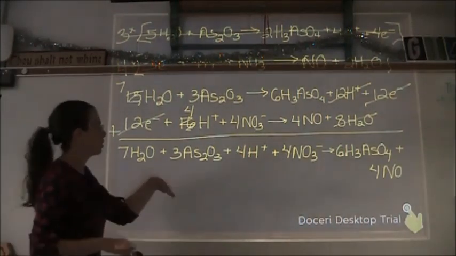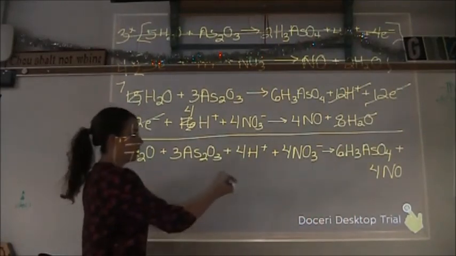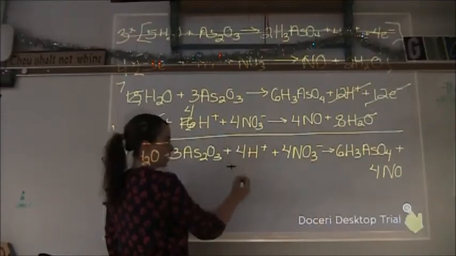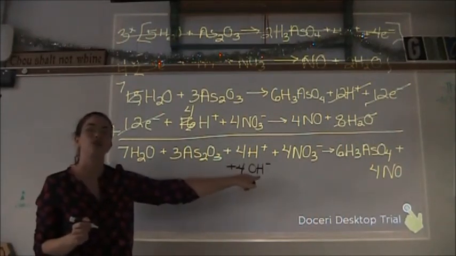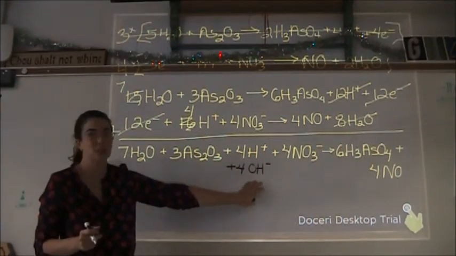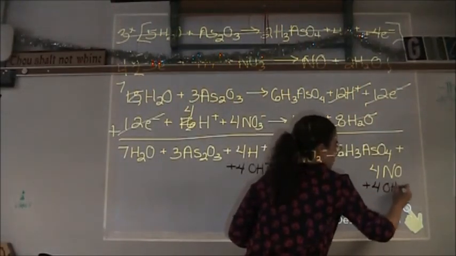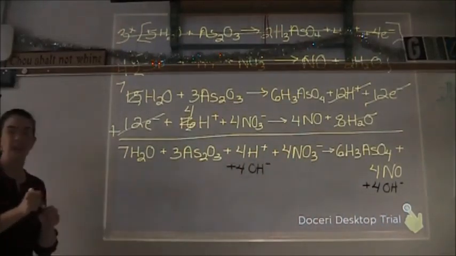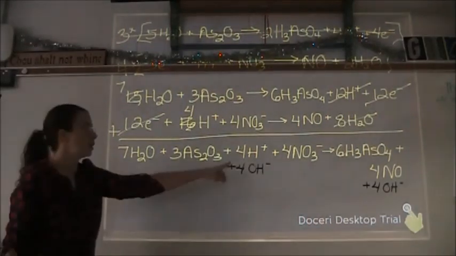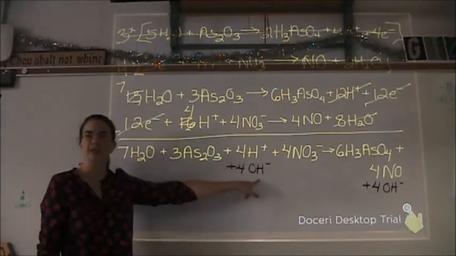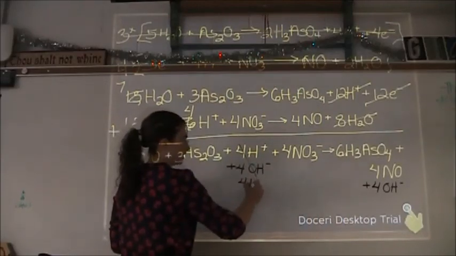Okay? So you find where your H pluses are. Here they are. If you are in basic conditions, you are going to add whatever that coefficient is, that same number of hydroxide ions, because that's what's in a basic solution. You're going to add it to both sides. And I can simplify this a little bit. What do you get when you put H plus and OH minus together? H2O. That's 4 waters.